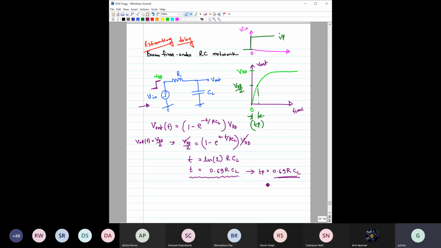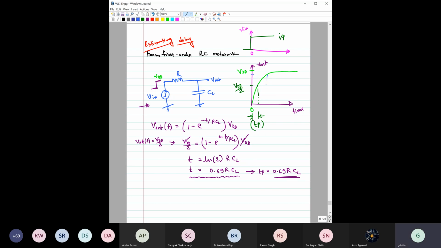So this 0.69 term is important, and you will see that this will be coming again and again in our write-up. So this TP would be 0.69 of RCL, and that's how it comes. Quite simple, right? Now, that is fine. One more important thing is also there. Probably I should discuss it right now.